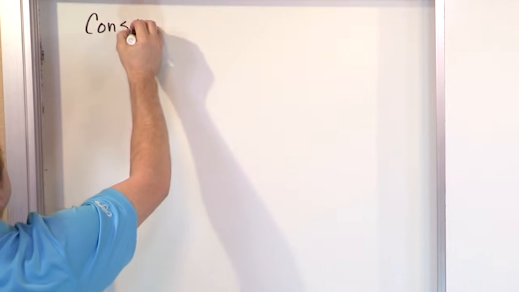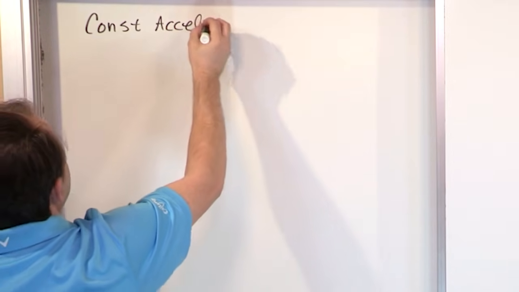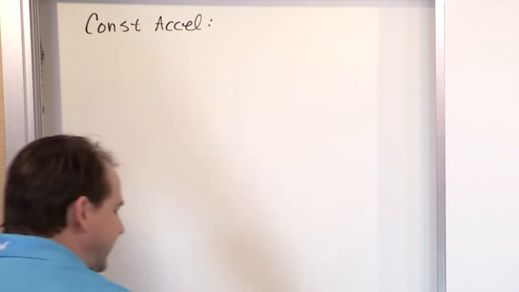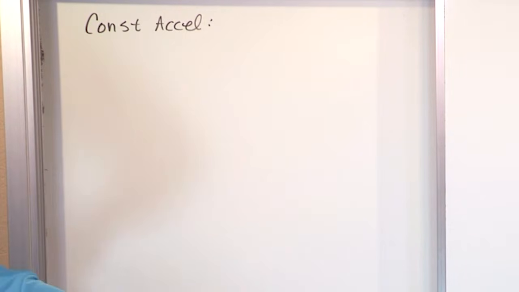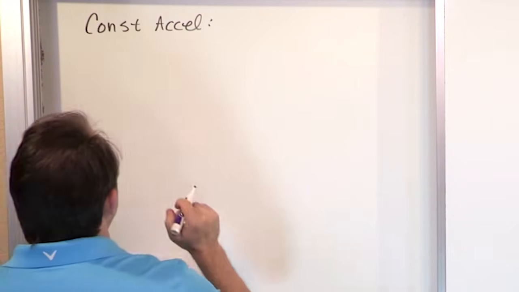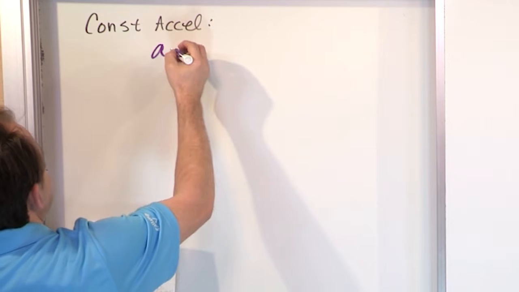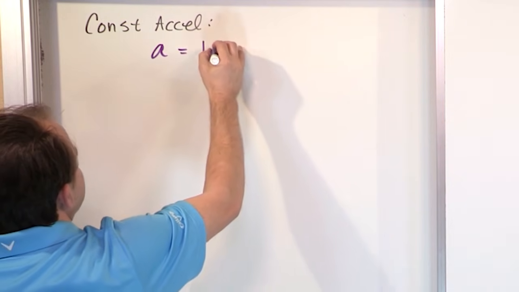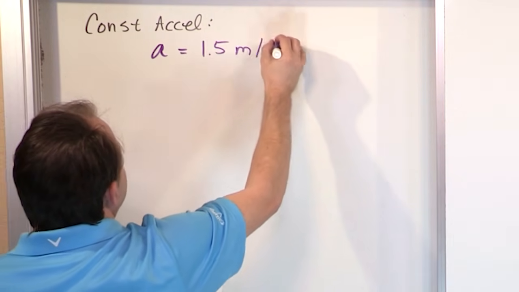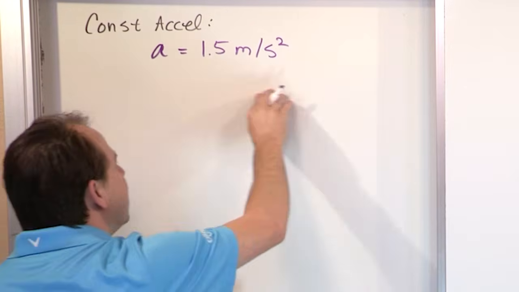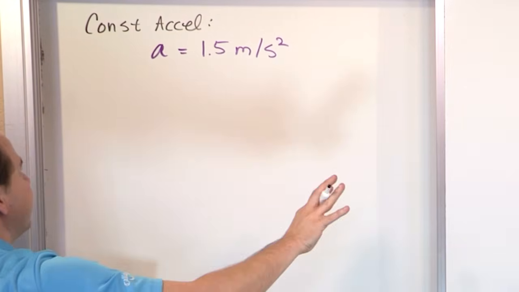All right, so what do we mean by constant acceleration? What are we talking about there? Exactly what we said a second ago. We mean that the acceleration in the motion does not change. So in other words, we might say that a is equal to 1.5 meters per second squared, and throughout the entire motion, the acceleration never changes.